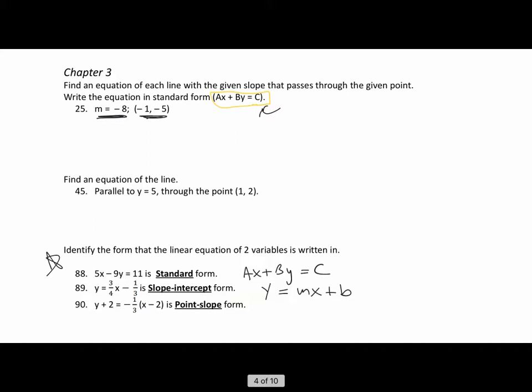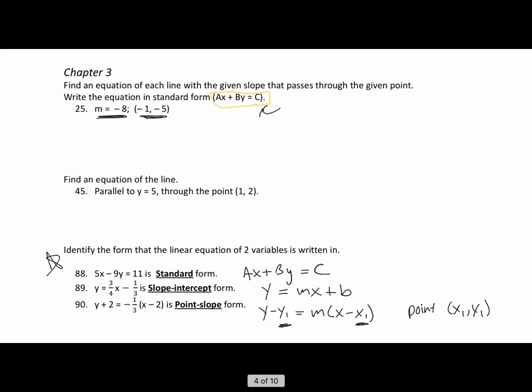And then number 90, y plus 2 equals negative 1/3 parenthesis x minus 2. That's the point-slope form. So y minus the y-coordinate equals the slope times x minus the x-coordinate. And so m is the slope, of course, and there's a point with an x and a y-coordinate, and that's what goes into those parts there. Okay, so we want to talk about those first. Now we can actually build an equation of a line.